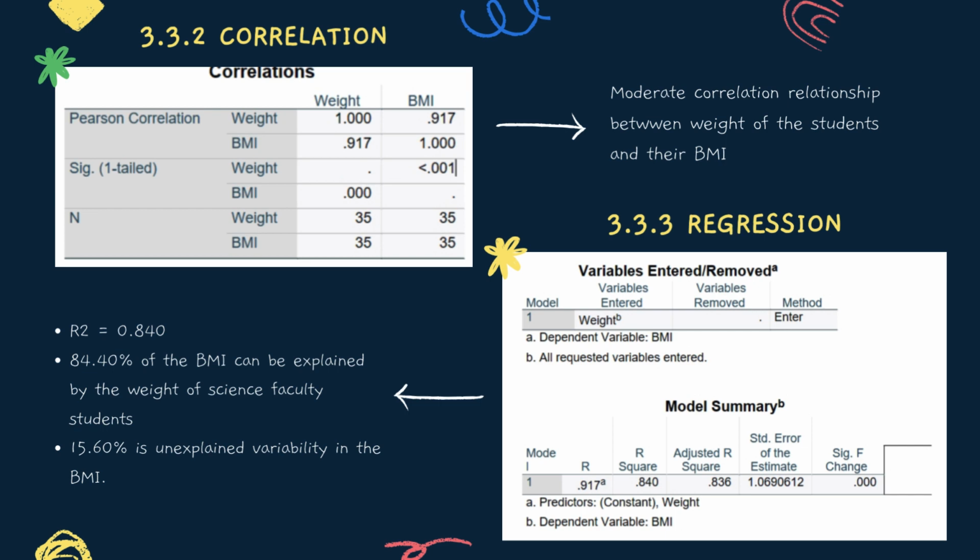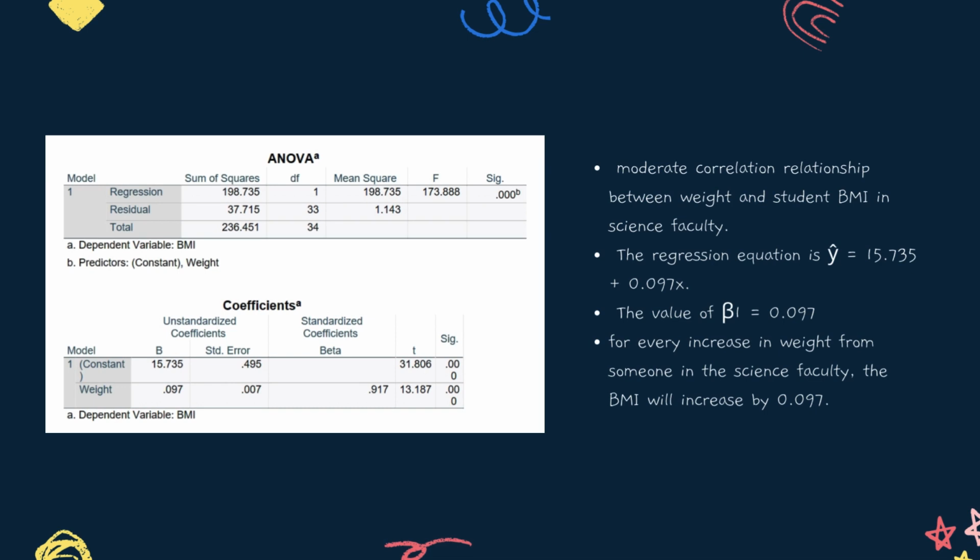For regression, the coefficient of determination, which was R square, means that 84.4% of BMI can be explained by the weight of science faculty students, and the remaining is unexplained variability in the BMI. The R value suggests a moderate correlation relationship between the weight and the student BMI in the science faculty. The regression equation was as shown in the slide, and the slope B means that for every increase in weight for someone in the science faculty, the BMI will increase by 0.097.